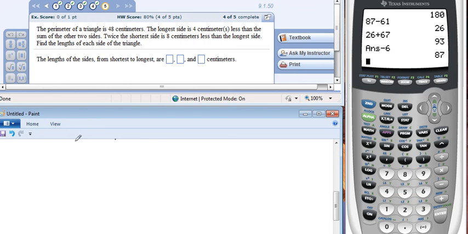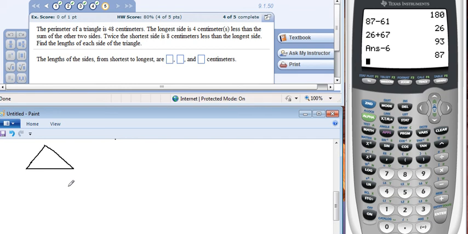All right, perimeter. What does perimeter mean? We've got a triangle. The perimeter is the distance around. So it's this plus this plus this. We know that the perimeter of a triangle is 48 centimeters. The longest side is 4 centimeters less than the sum of the other two sides. Twice the shorter side is 8 centimeters less than the longest side. Find the lengths of the sides of the triangle.